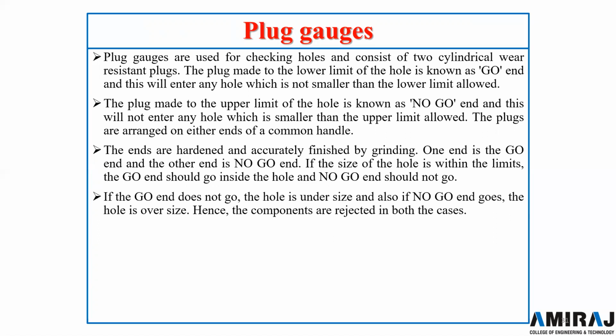It says कि जब भी कोई प्लग गेज हम यूज करेंगे फॉर चेकिंग होल, कंसिस्ट ऑफ टू सिलेंड्रिकल वियर रेजिस्टेंस प्लग्स, यानी कि कोई जो भी होल हमको चेक करना है उसके लिए दो सिलेंड्रिकल वियर रेजिस्टेंस प्लग होंगे और वो प्लग क्या चेक करेंगे? लोअर लिमिट चेक करेंगे होल की। अगर गो गेज है मतलब वो उसमें सेटिस्फैक्टरीली एंटर करना चाहिए, अगर वो नहीं एंटर करेगा तो that part will not be acceptable.